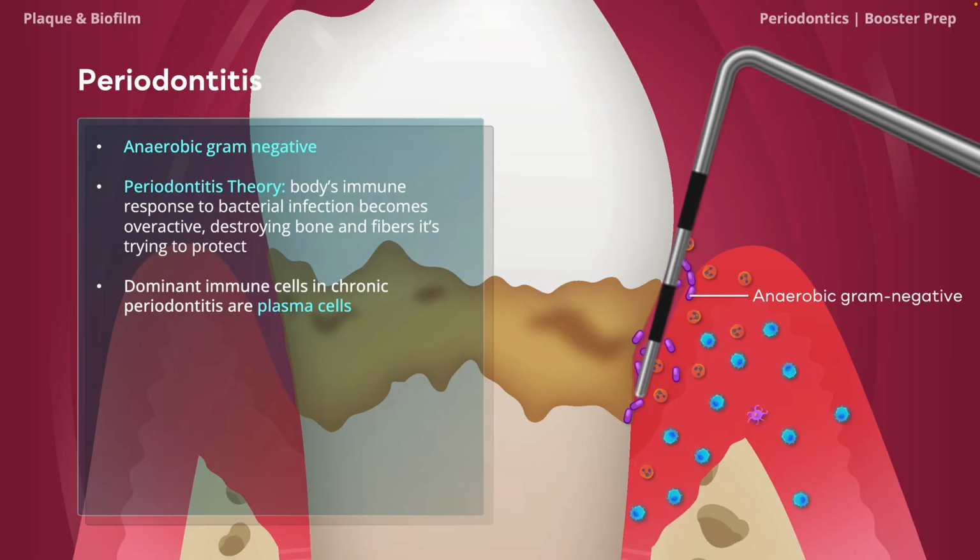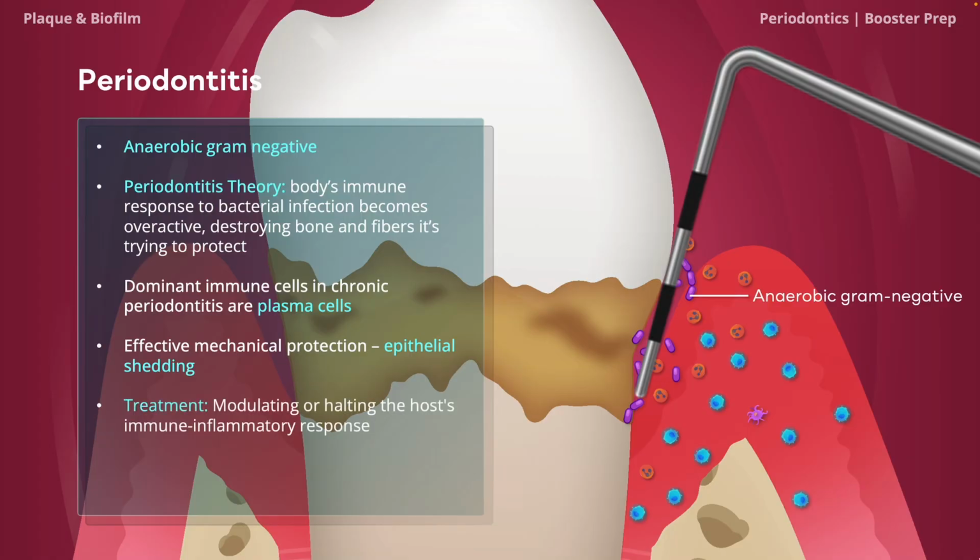We also run into a process called epithelial shedding. This is where the top layer of cells in the gingiva naturally slough off and are replaced by new cells. So this process tries to help protect the gums by removing bacteria that are attached to the surface and stopping them from going deeper and infecting the tissue. With all of that said, it would make sense that any treatment efforts for periodontitis would focus on modulating or halting the host's immune response, in addition, of course, to removing the plaque.